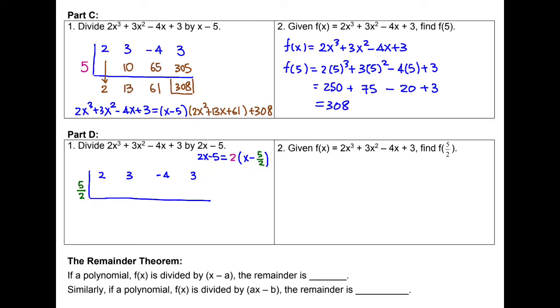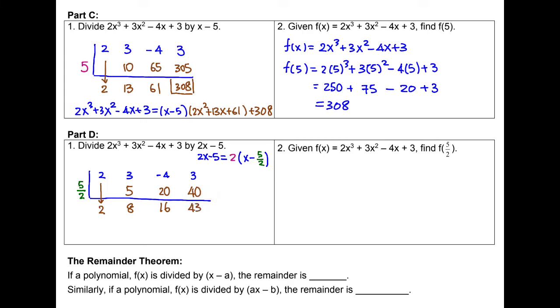Now let's do division. First, bring down the 2, and we do 2 times 5 over 2, you get a 5. Add 3 and 5 up, you get an 8. And 8 times 5 over 2, you get 20. And you do negative 4 plus 20, you get 16. And 16 times 5 over 2, you get 40. And you add 3 and 40 up, you get 43.